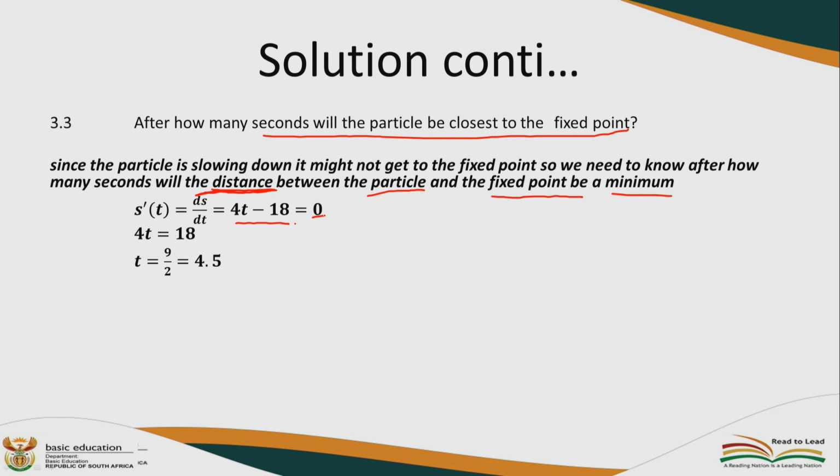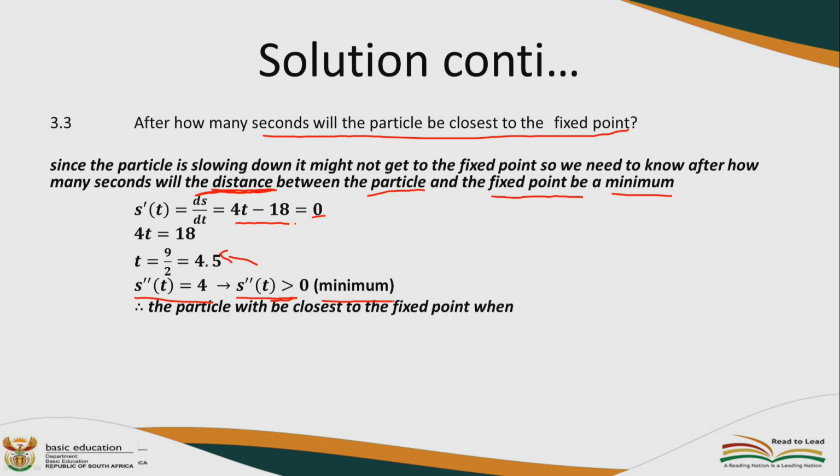All right, so we can check if really this time is where we are going to have the minimum distance by taking the second derivative. If you take the second derivative, we are going to get the second derivative equal to 4, which tells us that the second derivative is greater than 0 at that particular point. So it means that you have a minimum. Therefore, we can say that the particle will be closest to the fixed point when t equals 4.5 seconds.